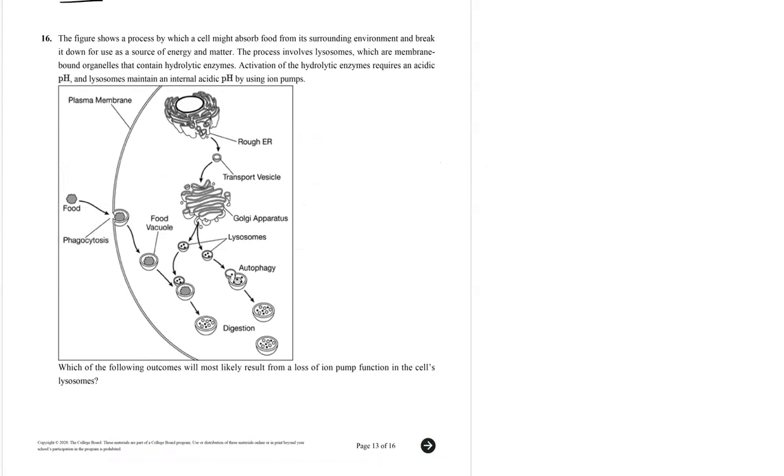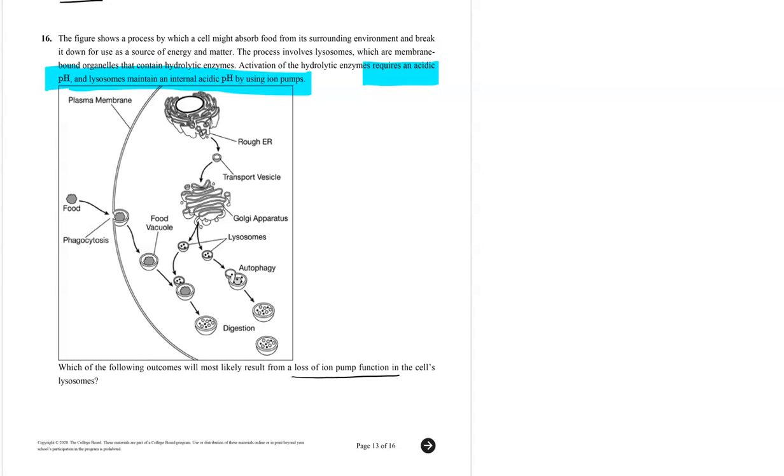Number 16, the figure shows a process by which a cell might absorb food from its surrounding environment and break it down for use as a source of energy and matter. The process involves lysosomes, which are membrane-bound organelles that contain hydrolytic enzymes. Activation of the hydrolytic enzymes requires an acidic pH, and lysosomes maintain an internal acidic pH by using ion pumps. Which of the following outcomes will most likely result from a loss of ion pump function?